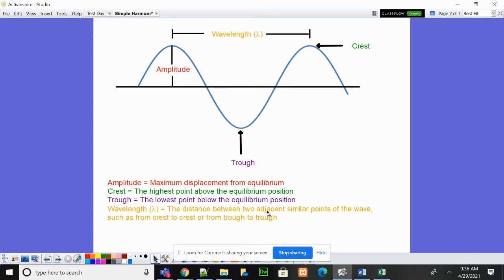Wavelength is the distance between two adjacent, which in math means next to each other, similar points of the wave, okay? So from here to here, those are two crests that are next to each other, so we get our wavelength. I cannot measure from here to here. Students like to do that a lot. They're both equilibrium, but it's going down here and up here. I would have to go from equilibrium up to equilibrium up, or equilibrium down to equilibrium down. Lots of times it's nice just to go from crest to crest or trough to trough, okay? Makes it somewhat easier.